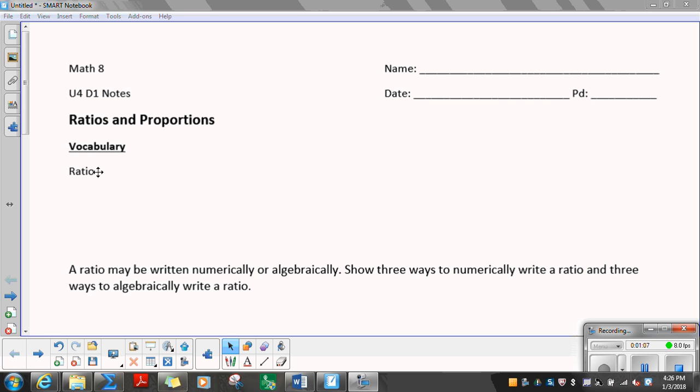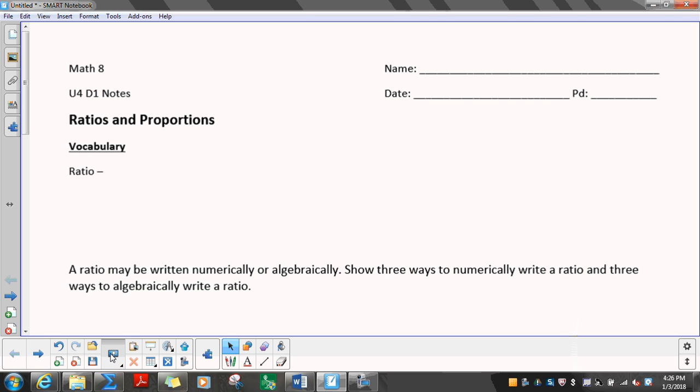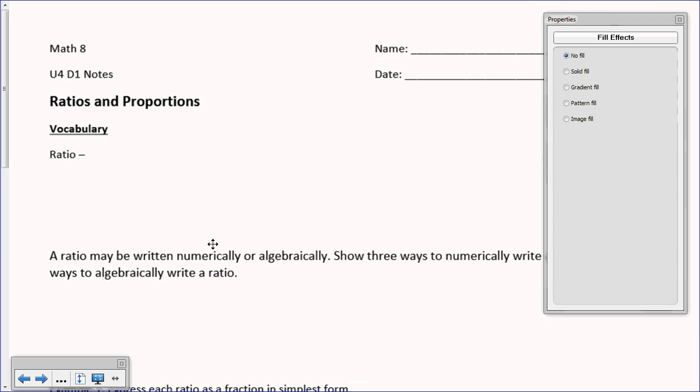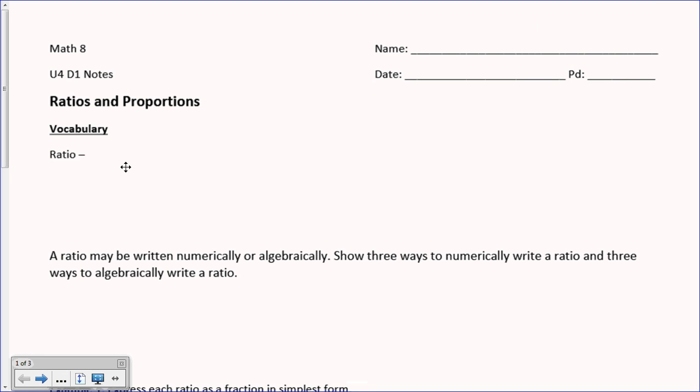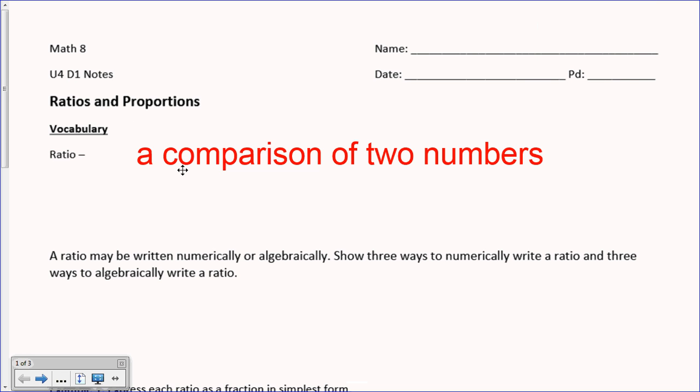We're going to start with this vocab of ratios. I'm actually going to make this a big screen. So a ratio is actually a comparison of two numbers. You guys have seen ratios a lot before. We mostly use ratios as a fraction in this class. So you're going to see a lot of fraction ratios. However, it's important to know the other ways of writing a ratio as well.